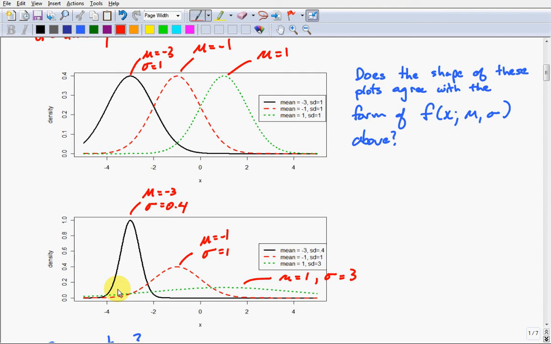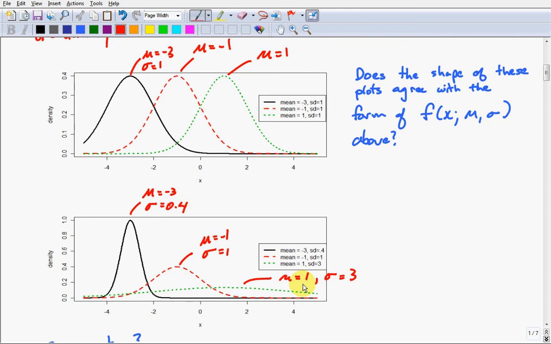So you can see that changing sigma goes from a small sigma giving you a very sharp peak and a quick decay, a lot of probability in a small interval, to a large value of sigma giving a very gradual decay of the probability density function and the probability spread out over a much wider area.